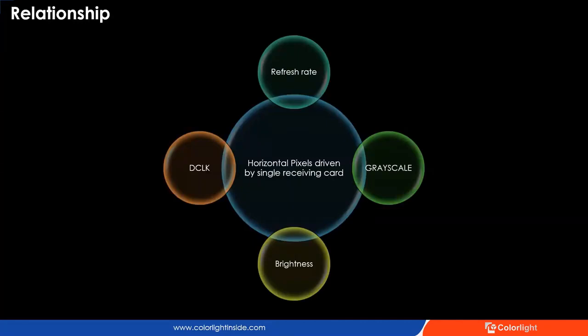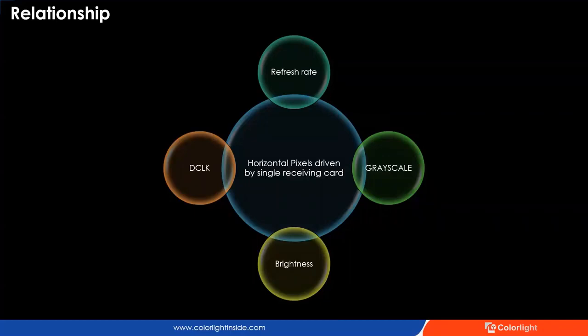The parameters in this circle are interacting with each other. The DCLK will affect refresh rate, brightness, grayscale, and the limitation of the horizontal pixels that is driven by a single receiving card. The grayscale affects brightness and the refresh rate. The refresh rate affects brightness. The number of horizontal pixels affects all those four parameters.